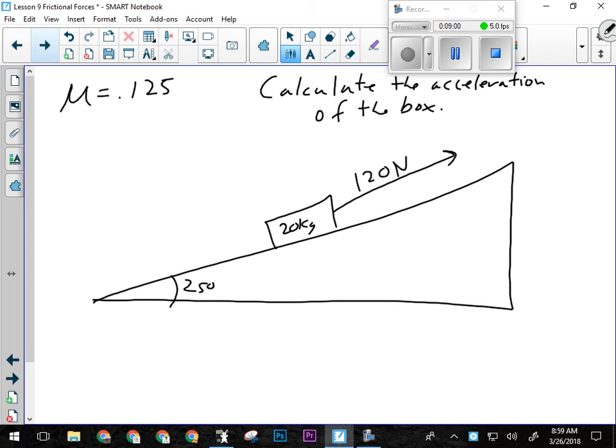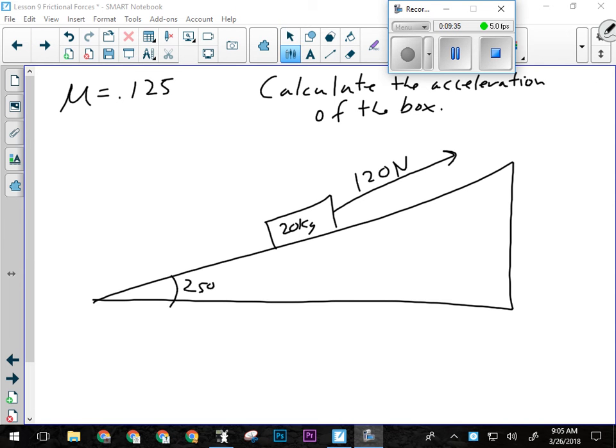So this is what I was talking about a minute ago. Now we're talking about a kinetic friction type of situation. So I have an inclined plane with a coefficient of friction of 0.125. There's a 120 newton force pushing or pulling the box up the ramp. We want to calculate the acceleration of the box. So just like any other inclined plane question, except now we've thrown in that we have to calculate the force of friction. It's not given to us. All right, so I'm going to give you guys a couple minutes on that one.